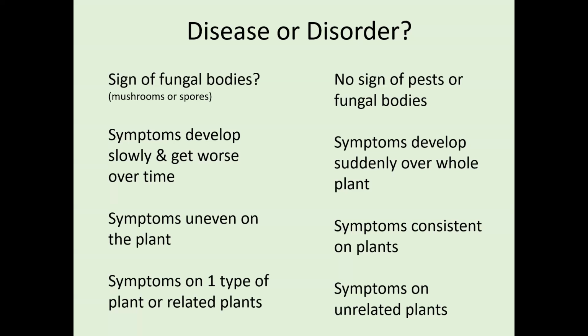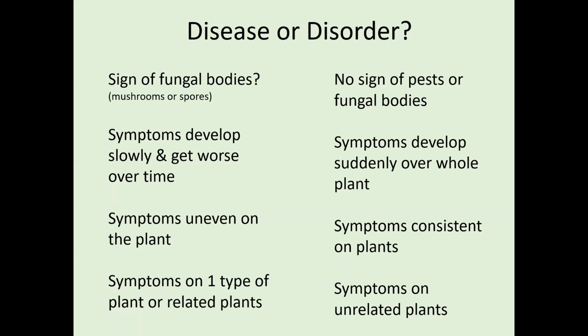Symptoms of diseases are usually uneven on the plant. You might find some starting on the bottom of the plant, and then maybe it's over on the side. And with diseases, symptoms can be on one type of plant in your garden or related plants that are in the same family. Roses and apples are in the same family. So you want to decide, do you have the disease on just one type of plant? If it's on unrelated plants, then you might be leaning towards disorder. Some diseases are very plant specific, and some diseases have multiple hosts. So none of these are hard and fast rules, but at least it can help you weed out some of what's going on.